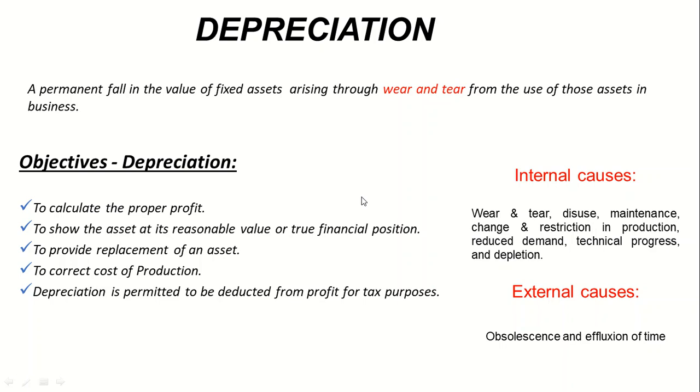So what are the objectives of finding depreciation? It helps to calculate the proper profit. It shows the asset at its reasonable value, or true financial position, in the company books. It provides for replacement of an asset, if we want to replace it with an advanced one, but we must know what value this asset has right now. Then correct cost of production. The first point, calculating proper profit, and the fourth point, correct cost of production, are almost the same. Depreciation is permitted to be deducted from profit for tax purposes.